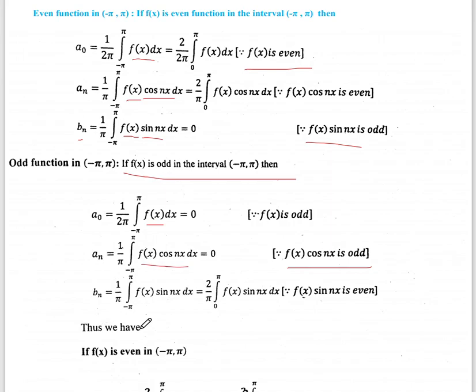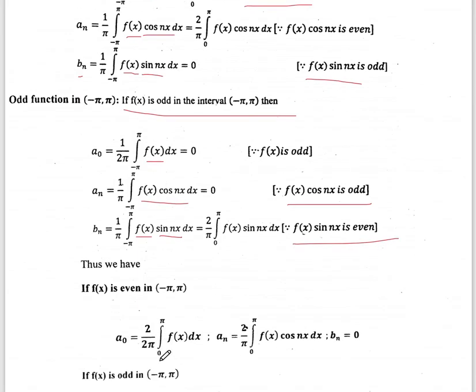bn = 1/π integral from −π to π f(x) sin nx dx. Here f(x) is an odd function and sin nx is also an odd function. The product of odd functions is always an even function. So this integral can be written as 1/π times 2 times the integral 0 to π f(x) sin nx dx.